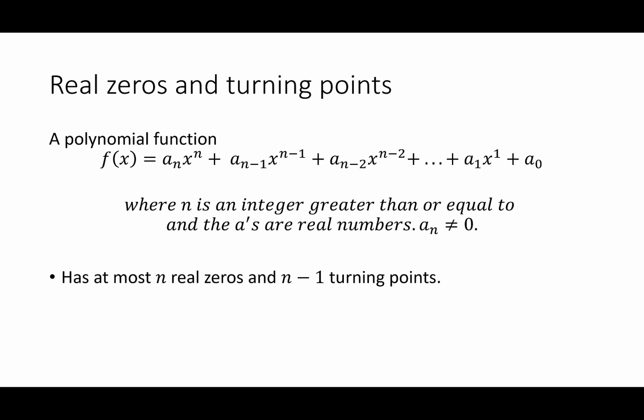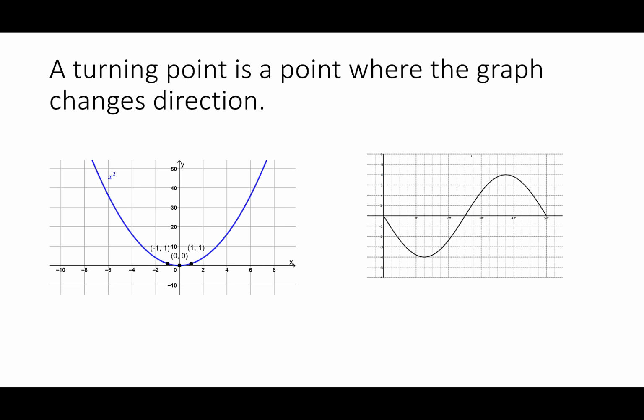Now let me show you what a turning point is. A turning point is a point where the graph changes direction. So if I'm looking at this particular one, I can see it was going down, and at this point 0, 0, it goes up. So this 0, 0 would be a turning point. Same thing over here. This function is going down, and then it changes and goes up, and then it changes and goes down. So I can see there were 2 turning points, and this one only had 1.